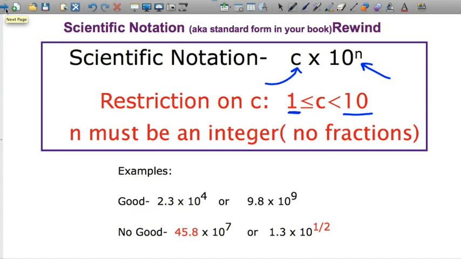Also, what we need to understand is that n must be an integer, so you cannot have any fractions in the n value. Because what happens then? Well, then it goes back to what we were talking about yesterday in class when dealing with fractional indices. And you don't want to mix up fractional indices and scientific notation. It's a world of chaos.